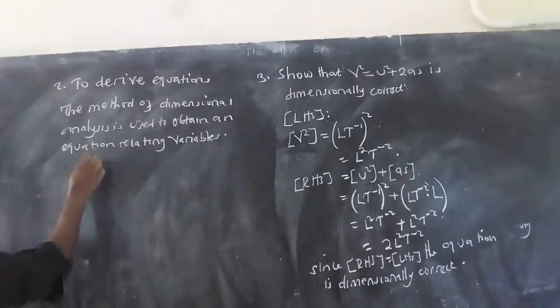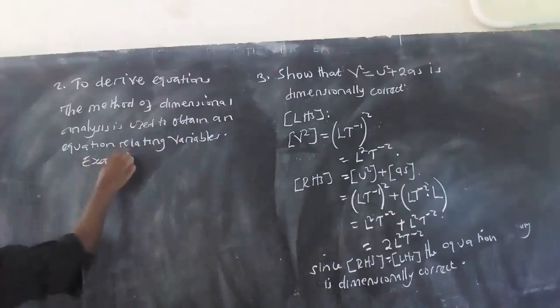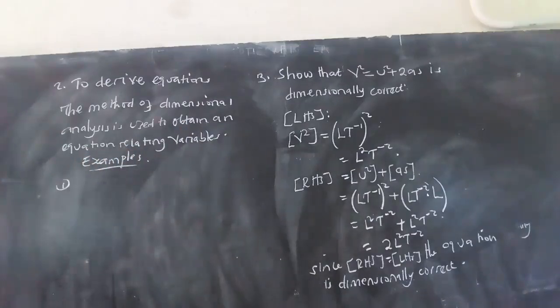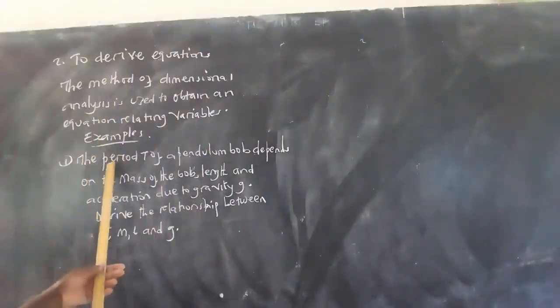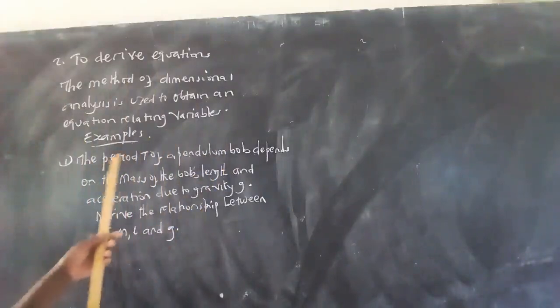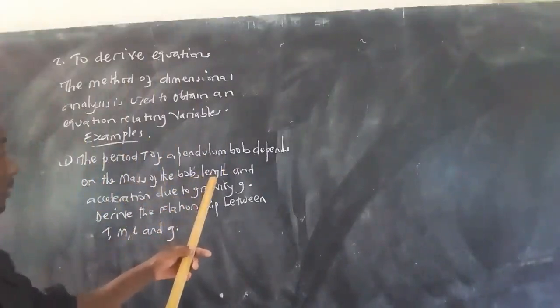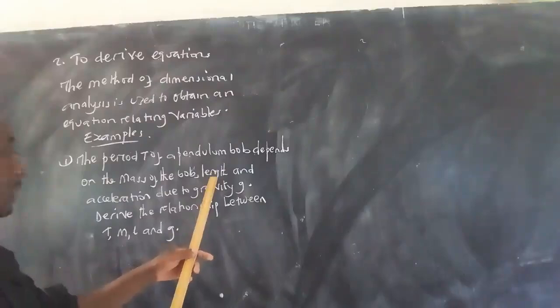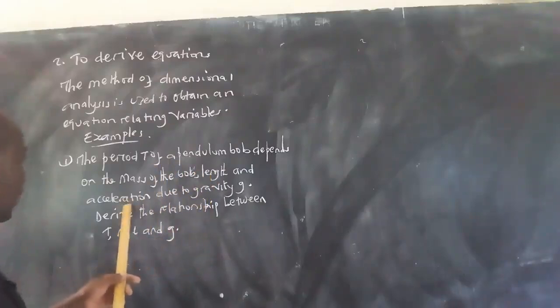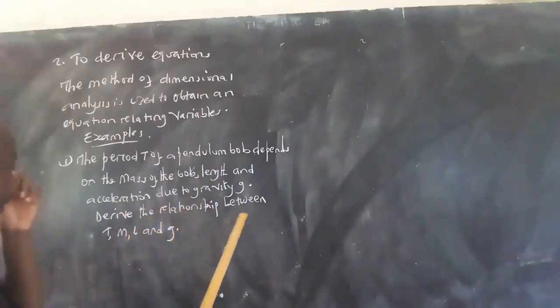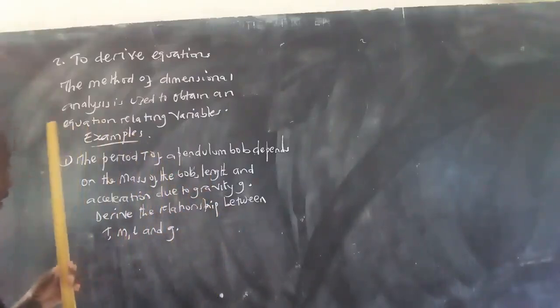Examples. We're going to look at two examples. Number 1: the period of a pendulum bob depends on the mass of the bob, the length of the pendulum or the length of the string, and acceleration due to gravity. Derive the relationship between T, M, L, and G.